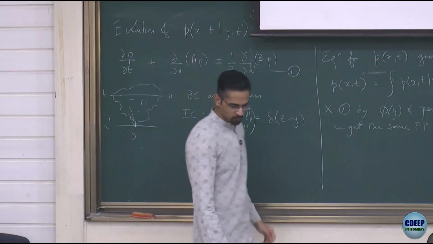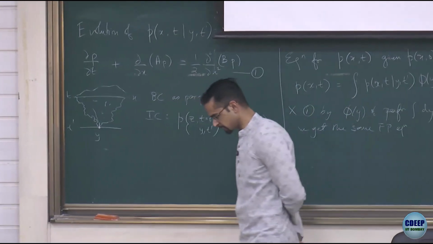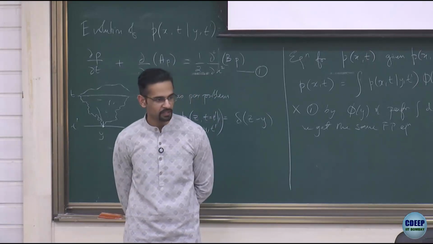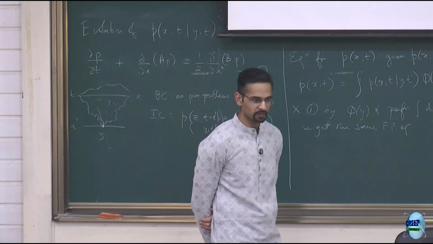Okay, so now to end our discussion of these things, what I want to do is use the forward Fokker-Planck equation and learn something about the behavior of Brownian motion.